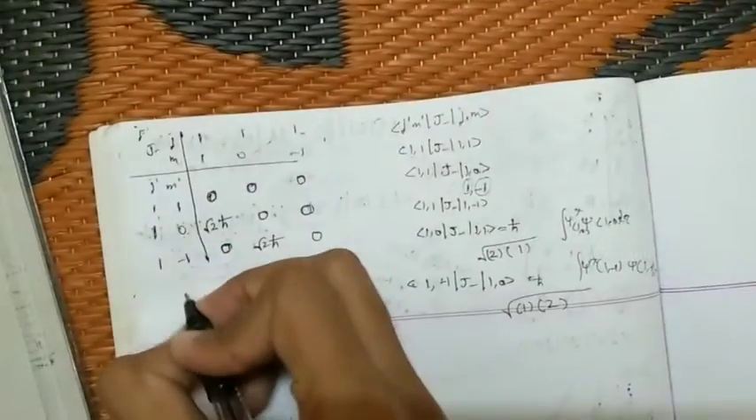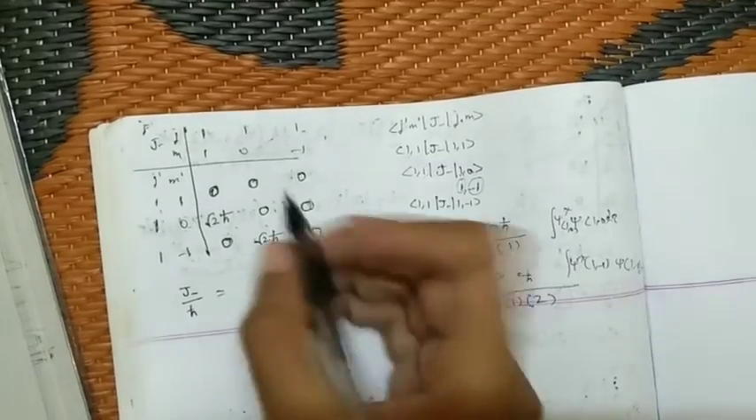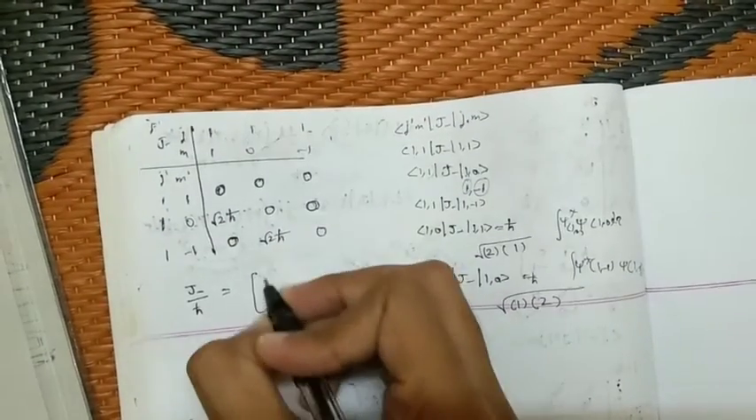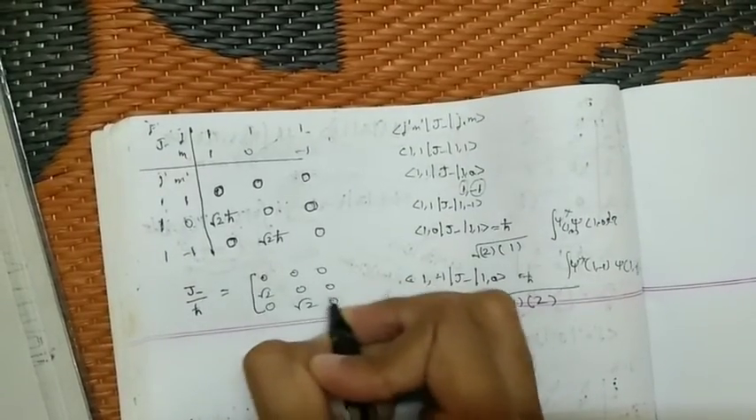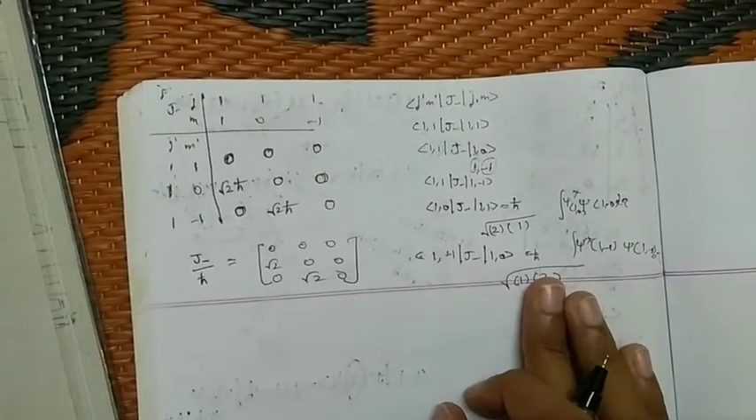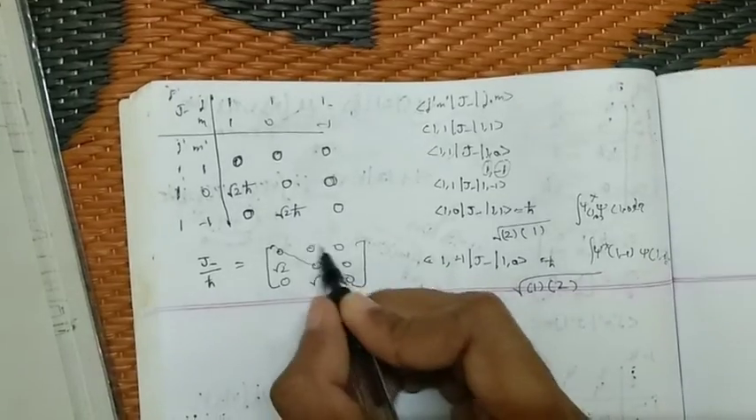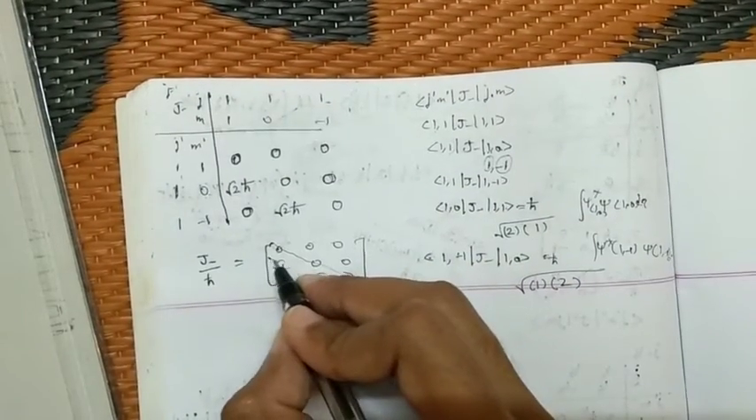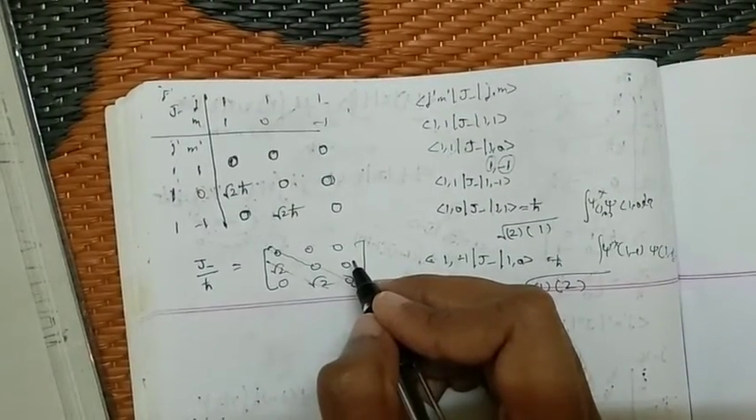So this is the J minus matrix. In short, if we consider J minus by h cut, taking h cut as common and sending it to that side, we would have this matrix: 0 0 0, root 2 0 0, 0 root 2 0. So this is the J minus by h cut matrix. Here the principal diagonal elements are all 0, the upper diagonal elements are all 0, and only the lower diagonal elements have certain values. So this is nothing but the J minus matrix for j equal to 1.